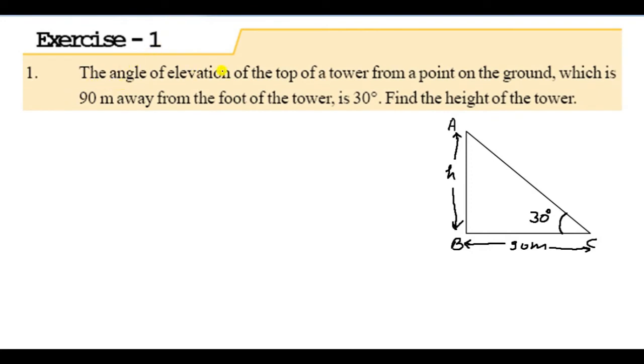The angle of elevation of the top of a tower from a point on the ground, which is 90 meter away from the foot of the tower, is 30 degree. Find the height of the tower. In this figure, you can see the height of the tower is h, and it is 90 meter away from the tower, and this is the angle of elevation.